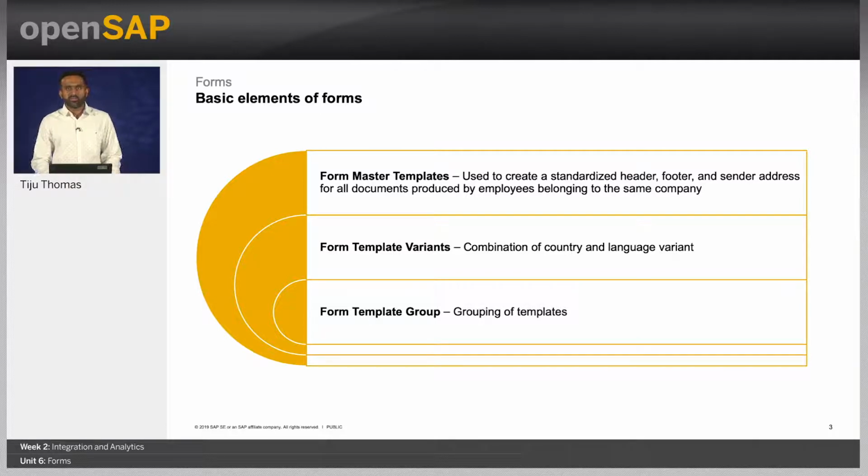Form template groups, each form template is assigned to a form template group. This grouping is done based on the business area to which the form template belongs and the business relevant of the document. For example, customer credit memo and customer invoice, these are form templates that are grouped under the form template group customer invoice.